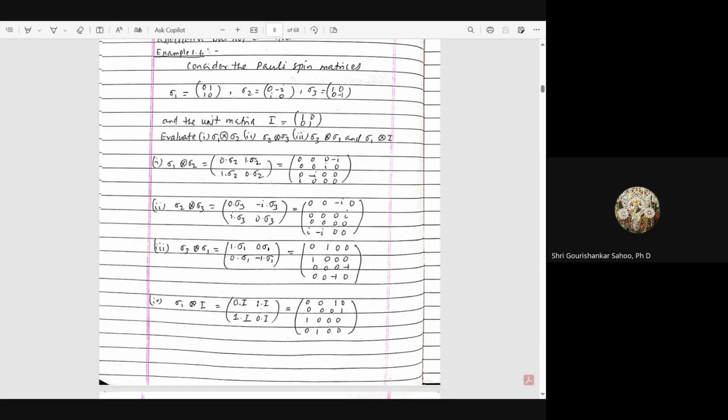Similarly, the Kronecker product of sigma 3 and sigma 1 will be 1 sigma 1, 0 sigma 1, 0 sigma 1, minus 1 sigma 1. The result will be shown on the screen: 0, 1, 1, 0, then on the right-hand side 0, 0, 0, 0. Then on the left-hand side in the lower part 0, 0, 0, 0. Then on the right-hand side in the lower part 0, minus 1, minus 1, 0, and this completes the Kronecker product of sigma 3 and sigma 1.